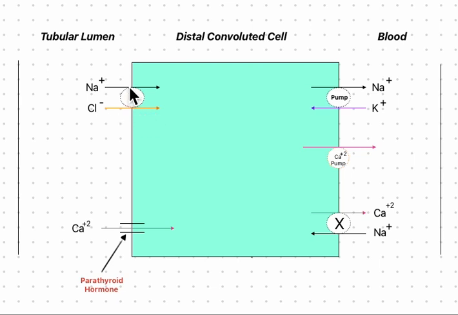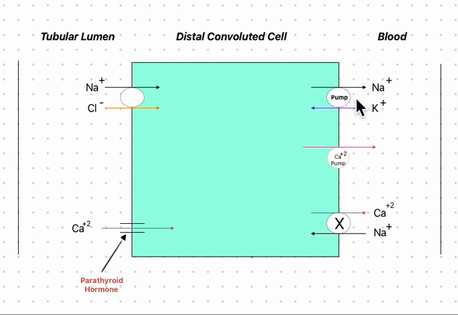So what happens in distal convoluted cells: there is a sodium chloride channel, which is located on the tubular luminal side, and it causes the reabsorption of sodium as well as chloride. So sodium moves into the cell. Once inside the cell, the concentration of sodium will be increased. So there must be some pathway by which the sodium moves out of the cell.